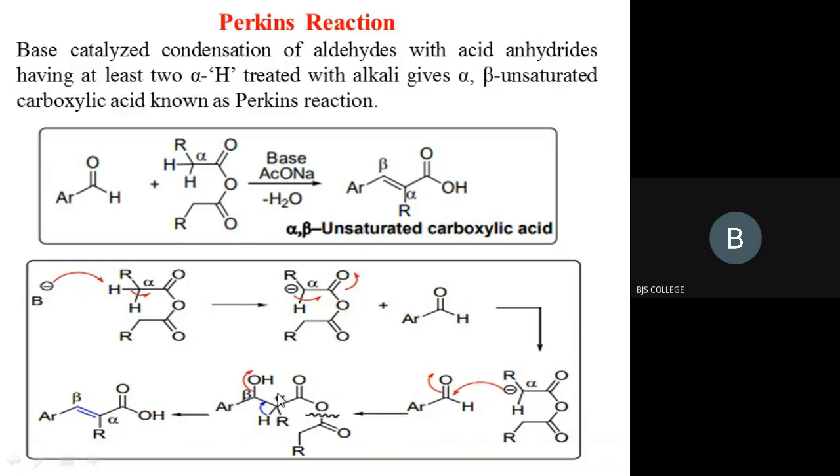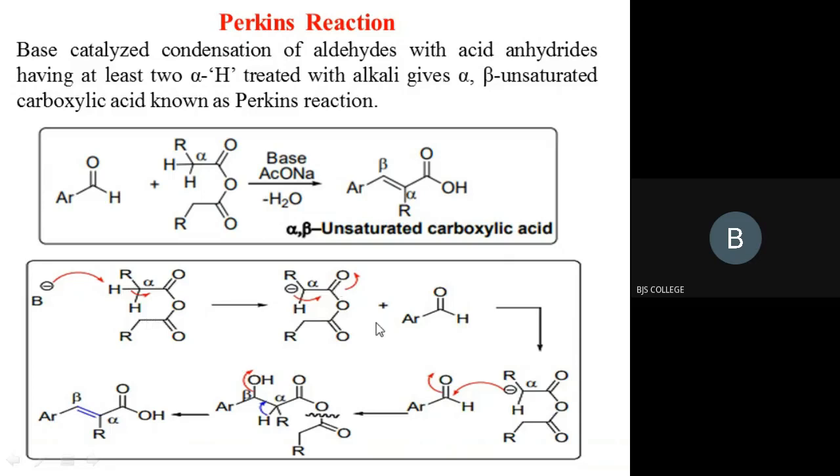Once this is formed, this is getting converted into OH, and this undergoes dehydration rapidly, and hydrolysis of this ester will give you an alpha beta unsaturated carboxylic acid. So this is one of the best methods for the preparation of alpha beta unsaturated carboxylic acid like cinnamic acid. Okay. So again, all these reactions are two-step.